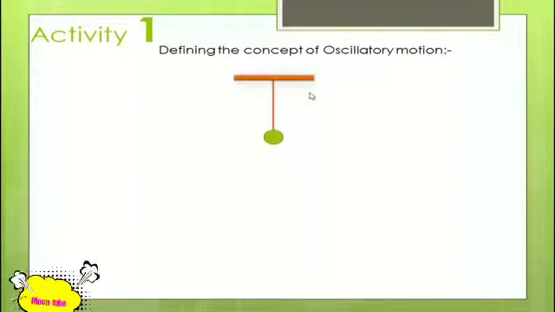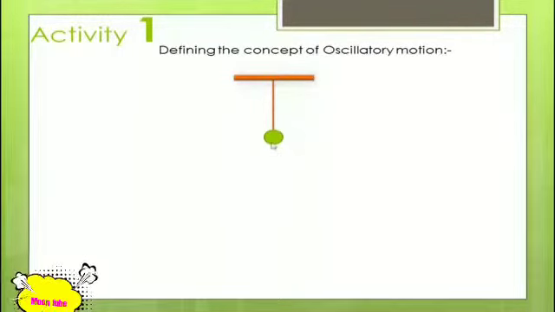Activity number one, defining the concept of the oscillatory motion. Materials and tools. Number one, a pencil. Number two, a 30 centimeter long thread. Number three, a quarter-pound coin.